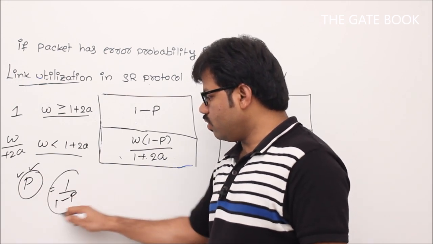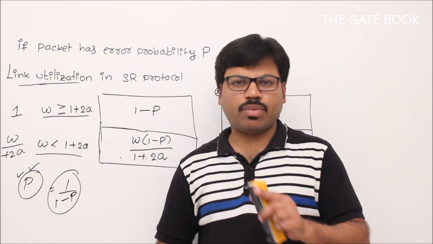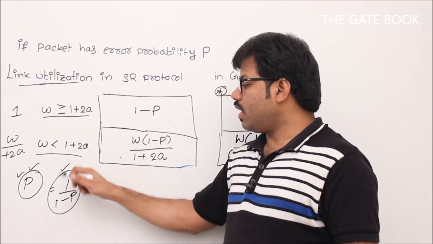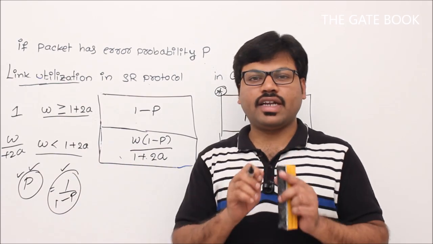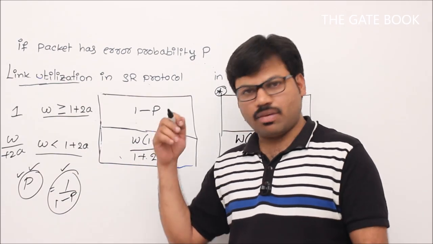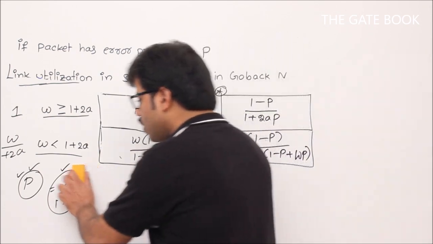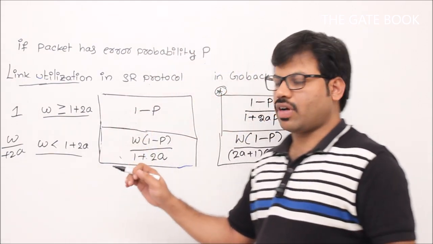Did you remember this value? Whenever a packet has probability P to get lost, then the expectation of the number of transmissions for that packet is 1 by 1 minus P. We have seen it. Now with that I am going to teach you the SR protocol's formula.